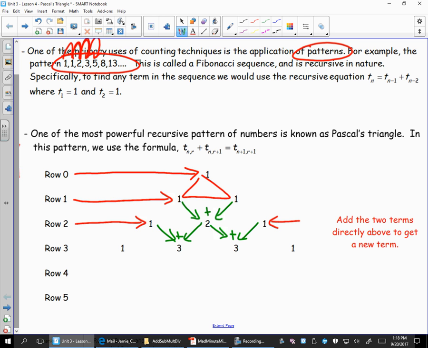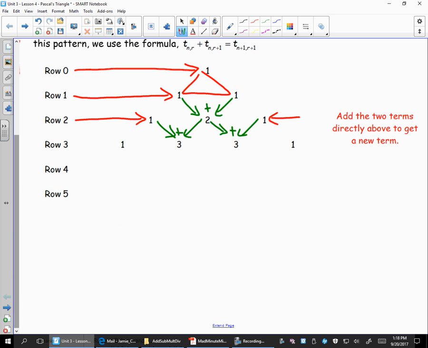So if I want to find the next rows, and I've given you the first 4 rows, starting with row 0, we can figure it out pretty quickly. We start with a 1, and then 1 plus 3 makes 4, 3 and 3 makes 6, and symmetrical. Start with a 1. 1 plus 4 makes 5, 4 and 6 is 10, 6 and 4 is 10, 4 and 1 is 5, and 1. And we can keep going and going.